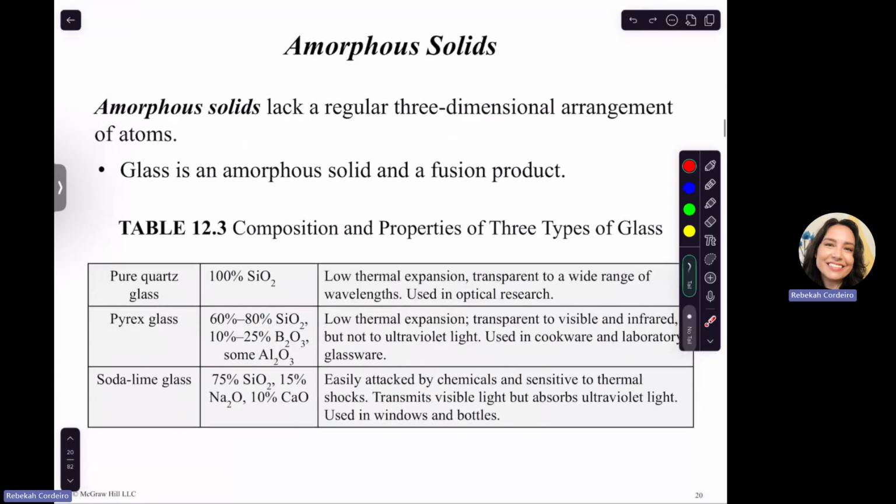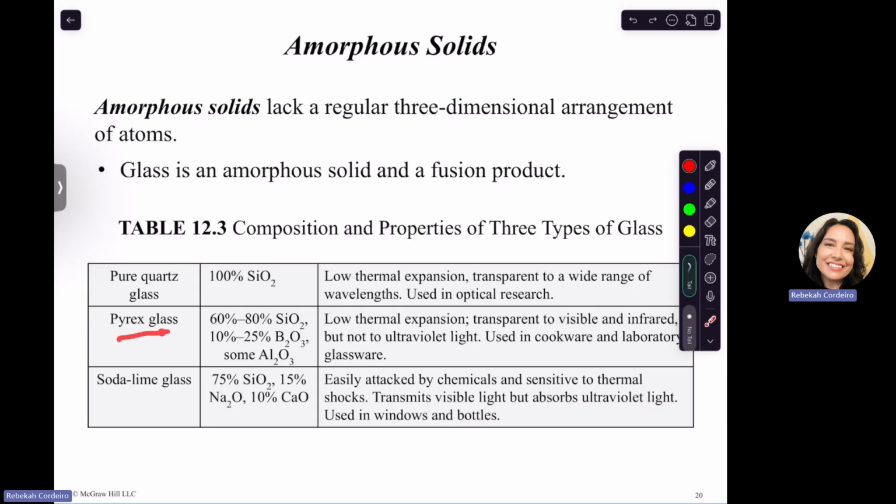There are a bunch of different types of glasses, but these are the main three types of glass and the different things that they're made of. And then we use them for different things because sometimes we need absorbing ultraviolet light. Like I want my windows to absorb ultraviolet light so that the ultraviolet light doesn't come into my vehicle or into my house, right? But we want it to also transmit visible light at the same time so I can see. So there's different glasses they use for different properties.